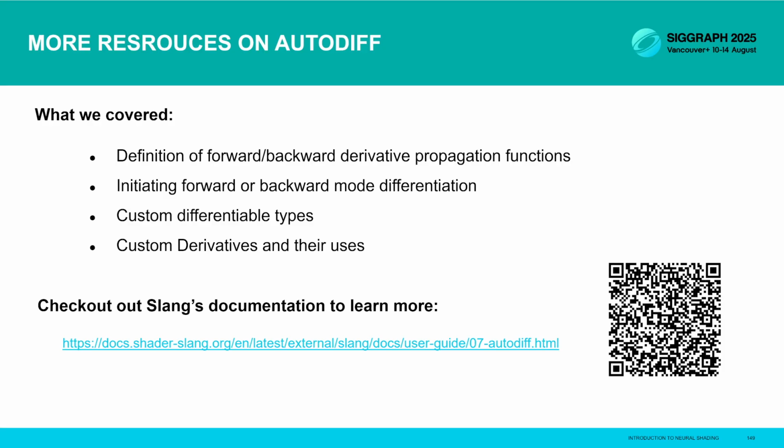To wrap up, we have covered the definition of forward and backward propagation functions and how to initiate forward and backward mode differentiation in Slang. We discussed the notion of differentiable and non-differentiable types and how to introduce custom differentiable types to the compiler. Finally, we talked about custom derivative functions and how they can be used to propagate gradients into buffers or debugging gradient values. The full Autodiff system is documented in Slang's user guide, and I recommend reading the full chapter on Autodiff if you are interested in understanding Slang's Autodiff in greater detail.